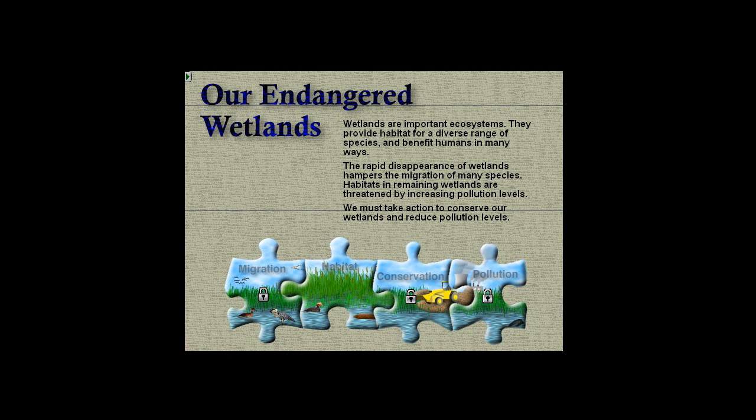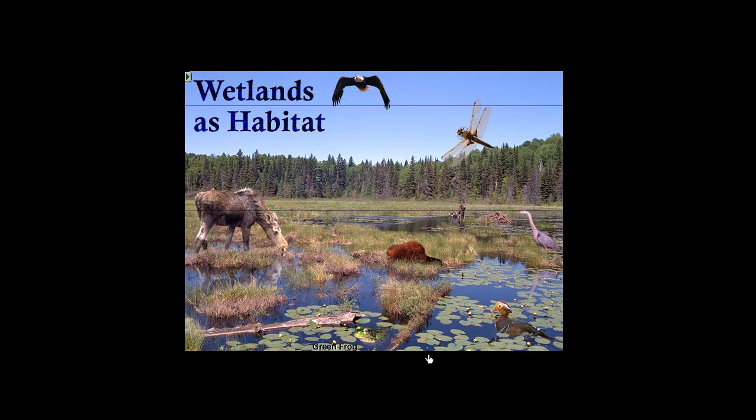Here it describes why our endangered wetlands are endangered. It gives you a little explanation. We can also visit, if we have the full version, migration, conservation, and pollution, but right now we can only visit habitat. So click on the puzzle piece. Here it shows the habitat of the wetlands. It shows what type of animals live in the wetland.